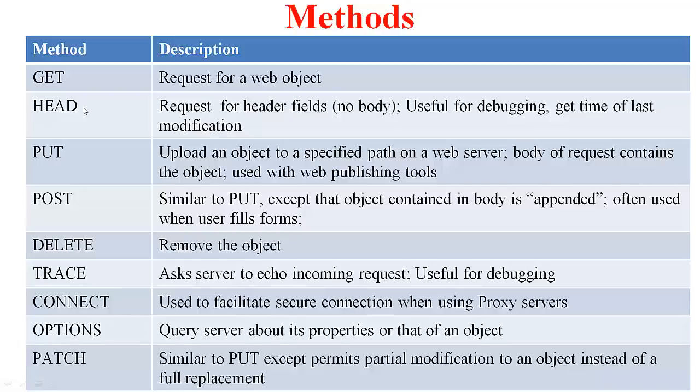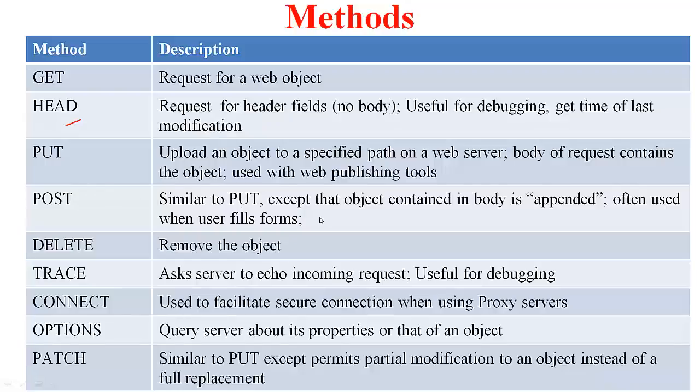The GET method we already saw. It basically requests for a web object. If the method is HEAD, you are requesting for the header fields only. In other words, even if the server has a body, it will not respond with it. This is useful for debugging, where you really don't want to download the body. So HEAD is also used at times to get the time of last modification of the web page without actually downloading the particular web page. PUT is like the reverse of GET, where you are uploading an object to a specified path on a web server. GET doesn't have an entity body, whereas PUT will have the entity body filled up.